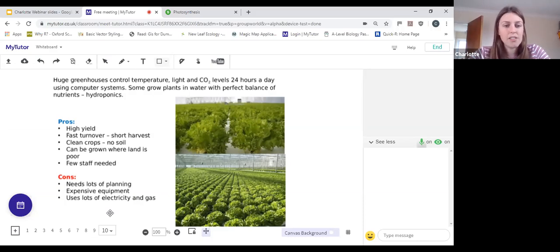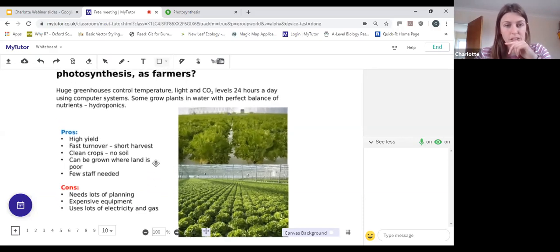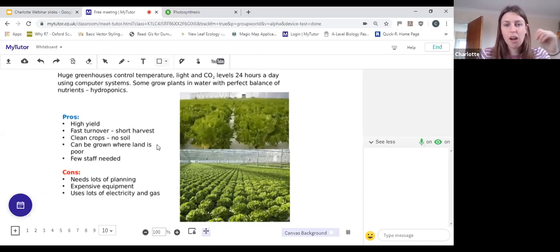Cons are that those kind of greenhouses need a lot of planning and a lot of expensive equipment. You need to have a really well thought out and well tested approach to growing the particular crop that you're doing, in this case, lettuce. And it uses lots of electricity and gas, so it doesn't come without its disadvantages. Very expensive and not necessarily that great for the environment because obviously gas has a CO2 output. So lots to think about there.